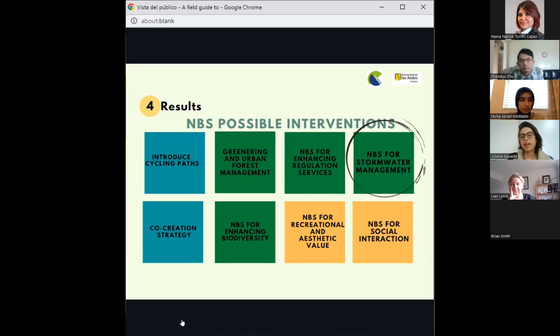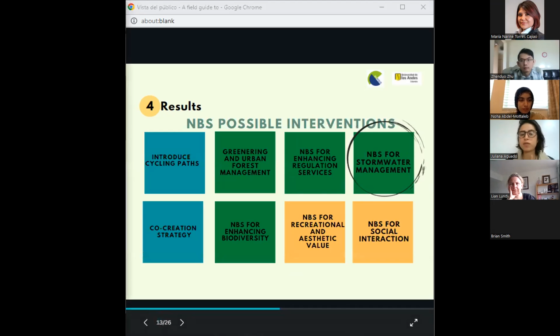So the NBS selected in the goal-driven planning matrix are the introduction of cycle paths to improve mobility, the implementation of a co-creation strategy to consider the citizens' needs, the improvement of green areas, and also the implementation of NBSs for enhanced regulation services, biodiversity, stormwater management, and also cultural services.